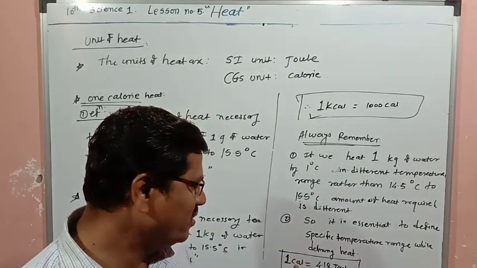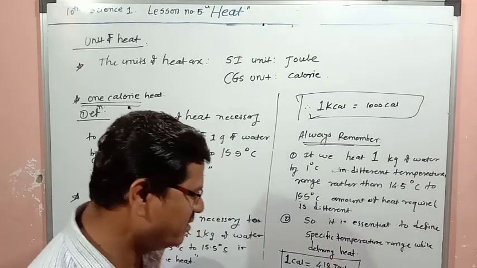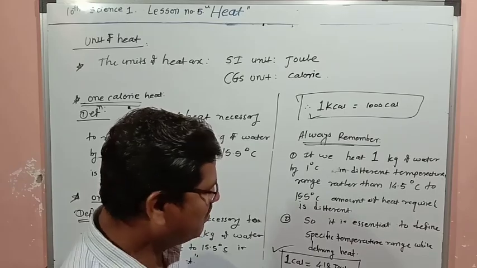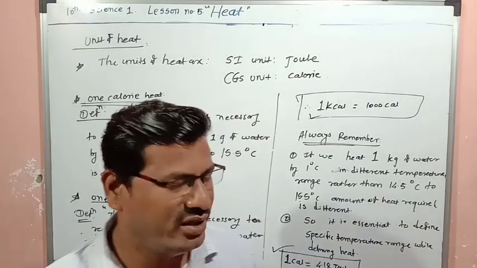So 1 calorie is equal to 4.18 joule. Next relation, this one also you have to remember: 1 calorie is equal to 4.18 joule.